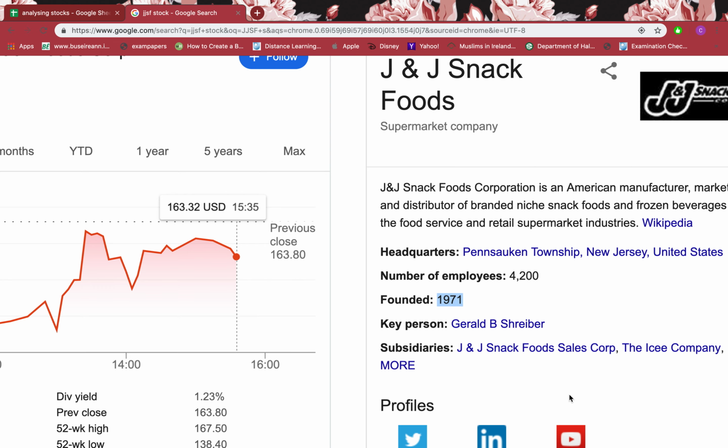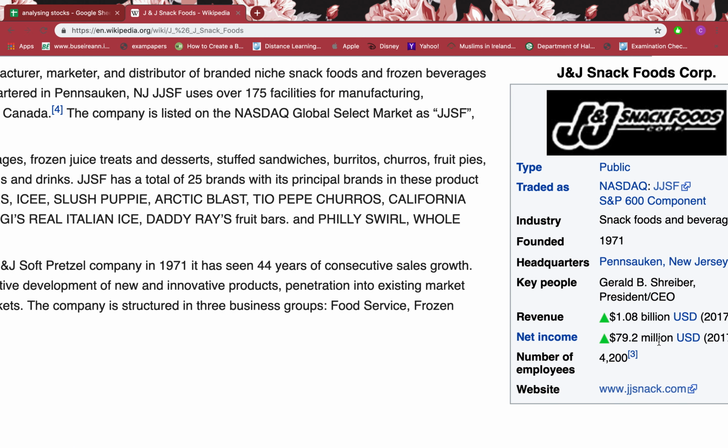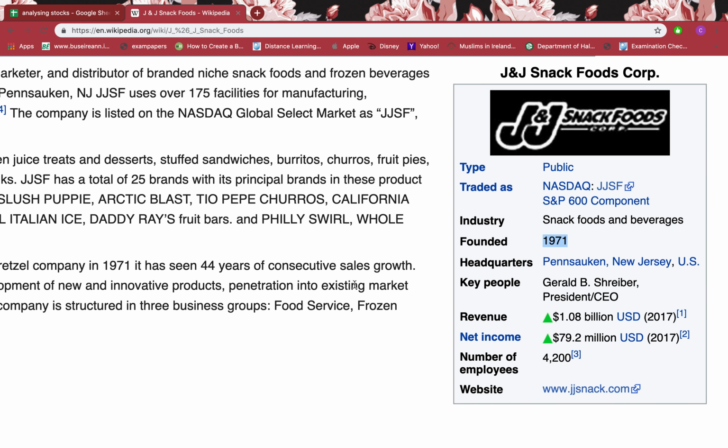But if it's not written outside, you can simply click on Wikipedia and you can see a box inside, and you can see founded in 1971.